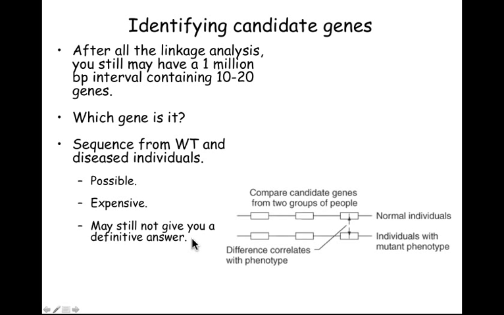So in some cases, when you sequence the gene of interest, you might find there's only a missense mutation, that there's just one amino acid change. And then it's tough to say whether that one amino acid change is just simply a naturally occurring polymorphism in the population, or whether that could really be a difference that is actually causing the mutant phenotype.